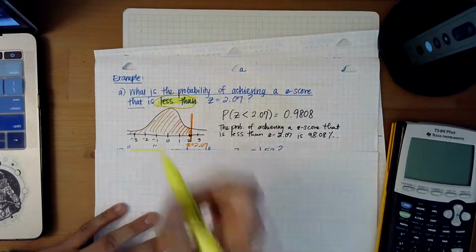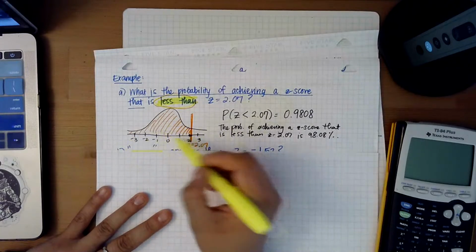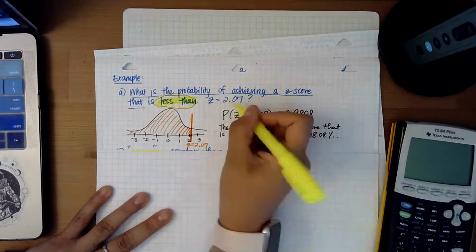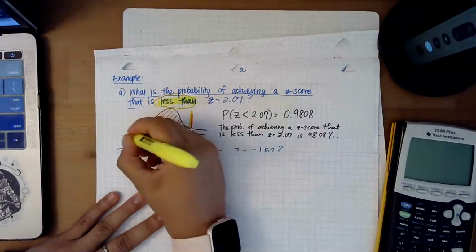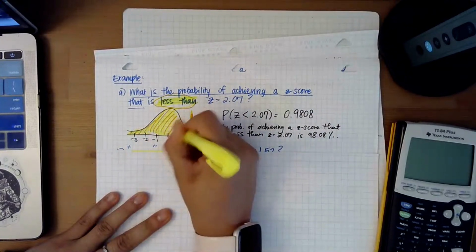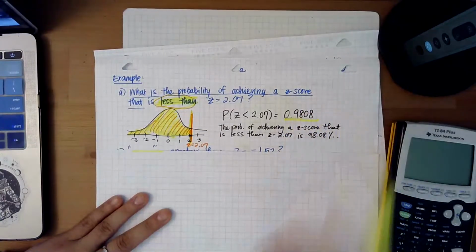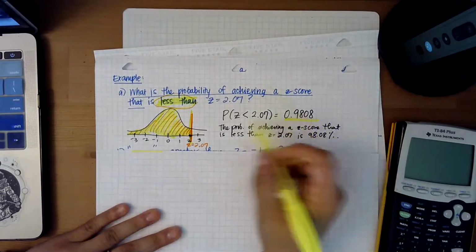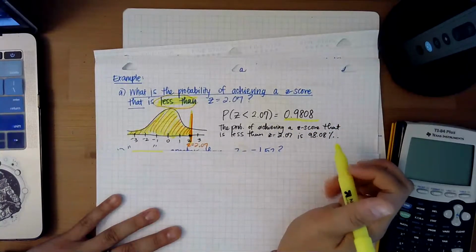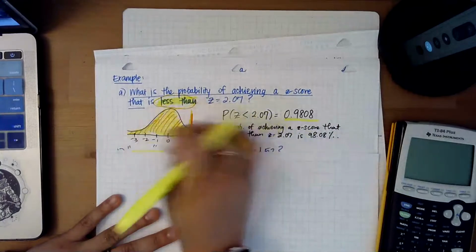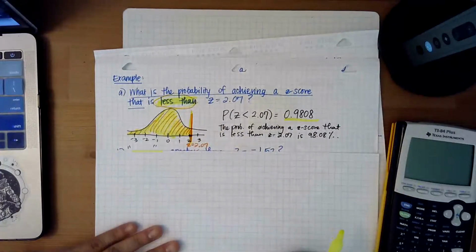So here I am. Here's my z-curve. Again, zero is in the center, going by 1 unit to the right, 1 unit to the left, right? And it says 2.07. So 2.07 is right here, relatively close to 2. Less than means I'm looking for this accumulated probability. So again, I'm going to look at the book, and that's going to give me 0.9808. So the probability of achieving a z-score that is less than z equals 2.07 is 98.08%. And your shading in your picture should be able to justify this percentage. Am I shading about 98% of my curve?